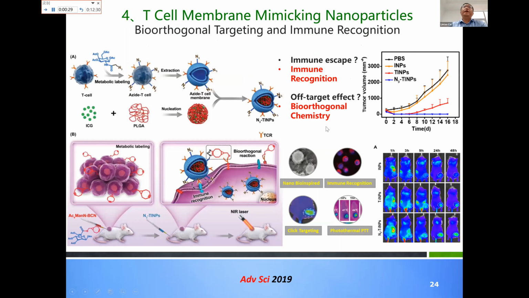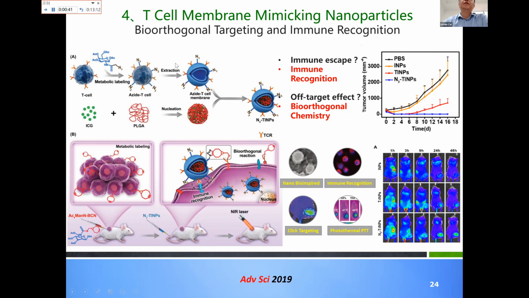And another way is that we want to modify the T cell, because you know CAR T is a very efficient and good method for cancer therapies. So you can see we use click chemistry, and these isonitrile sugars for metabolic labeling of this T cell, and also use this membrane together with it. We use nano-bio-inspired immunodegradation and click targeting, and finally get photothermal PTT to kill the tumor.